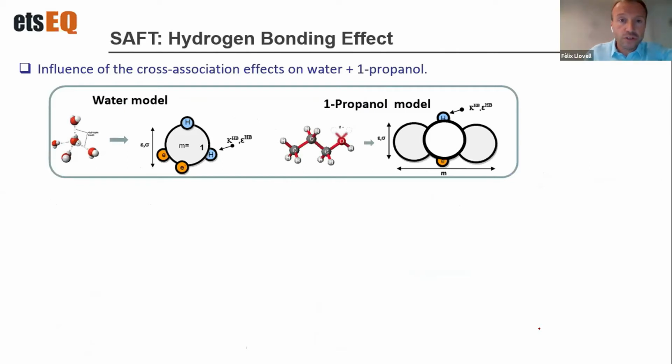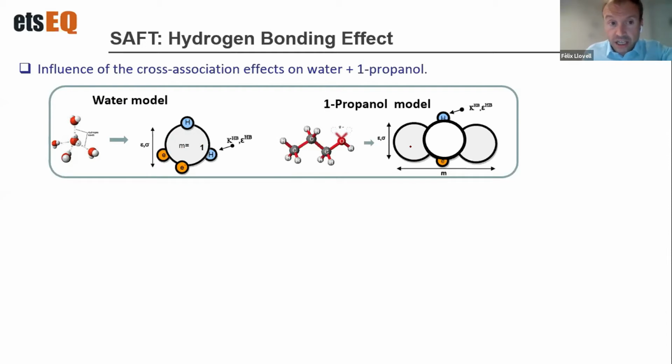Just for those of you who are not familiar with that, I just highlight a very clear example of the importance of hydrogen bonding effects. This is a model for water, which has 4 association sites, and this is a model for propanol, which has 2 association sites that represent the hydroxyl group in the molecule. We could, of course, discuss a lot on the number of hydrogen bonding sites in water and propanol, but this is not the purpose of this talk.